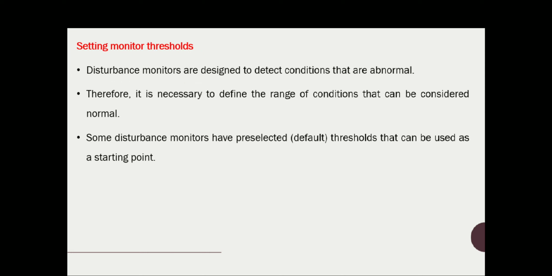The next one is setting monitor thresholds. Disturbance monitors are designed to detect conditions that are abnormal. Therefore, it is necessary to define the range of conditions that can be considered normal or abnormal. Some disturbance monitors have pre-selected thresholds that can be used as a starting point. That is, we need to set a monitor threshold.